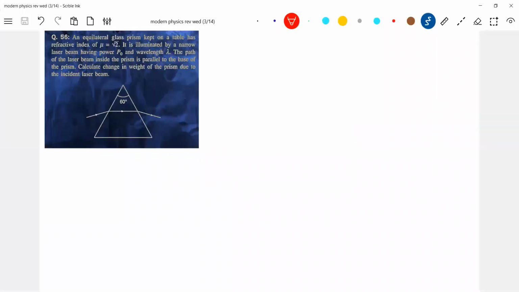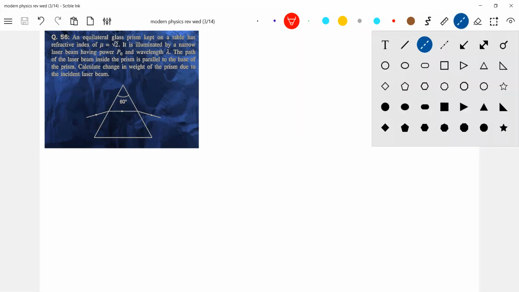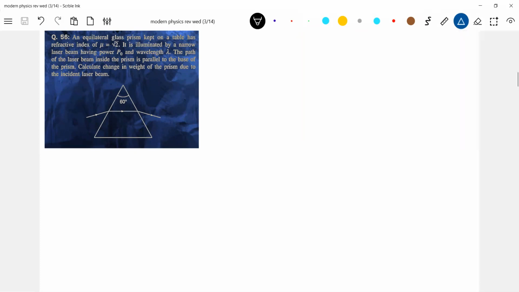Radiation pressure: I just brought two numericals. We'll have a small discussion on this. Very simple, no need of any integration. An equilateral prism. Okay, read the question. I'll complete the diagram.